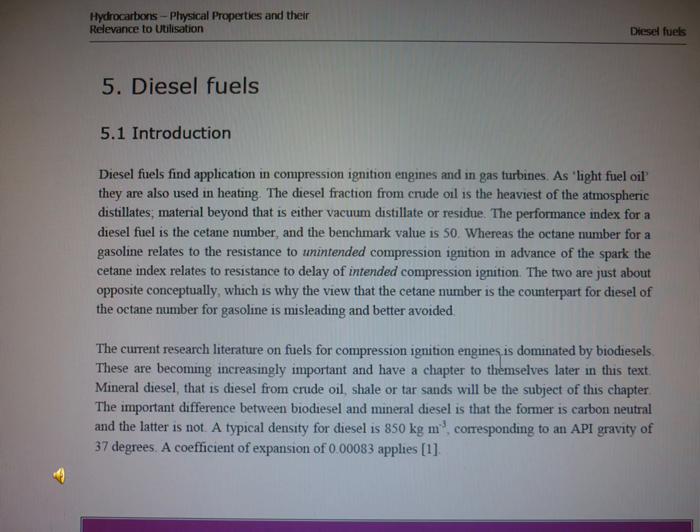The current research literature on fuels for compression ignition engines is dominated by biodiesel. These are becoming increasingly important and have a chapter to themselves later. The important difference between a biodiesel and a mineral diesel is that the former is carbon neutral and the latter is not. Typical density for diesel is 850 kilograms per cubic meter, corresponding to an API gravity of 37. The coefficient of expansion is 0.00083.